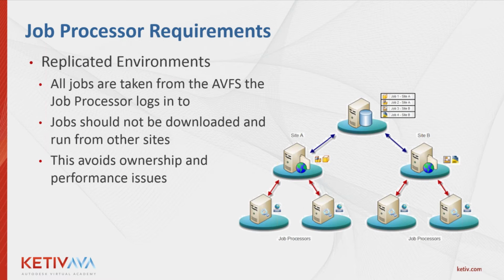Okay. In terms of multiple sites, we do have the requirement to run a job processor on each site, if you have multiple sites. This is to get around issues with site ownership of different files, and of course there is a performance aspect to this as well. We want local machines to be taking the jobs and doing those jobs on each of the local sites. So we shouldn't be downloading and running jobs from sites across the other side of the world. It's just not efficient.